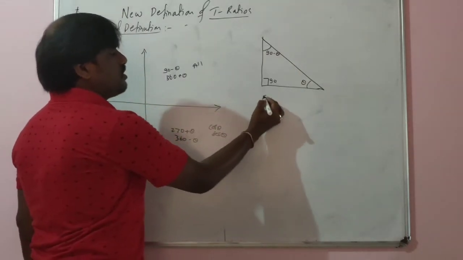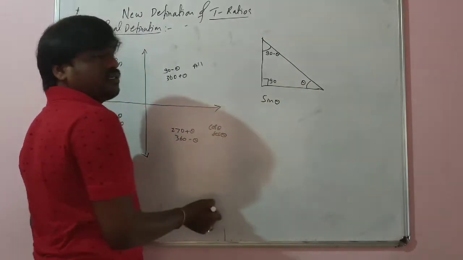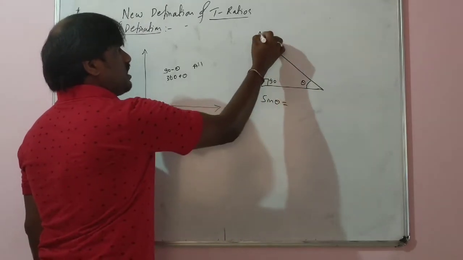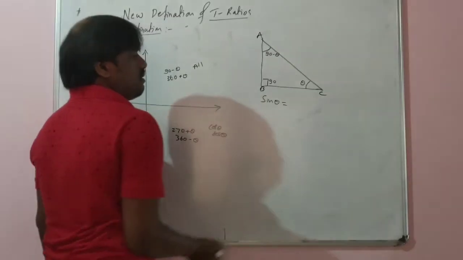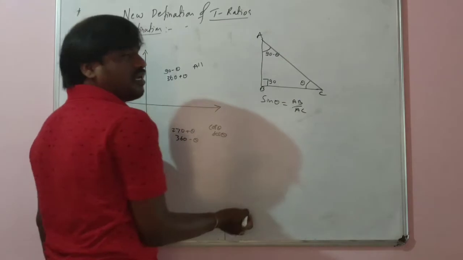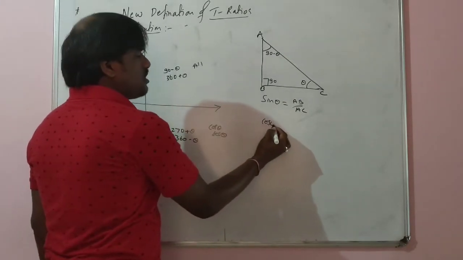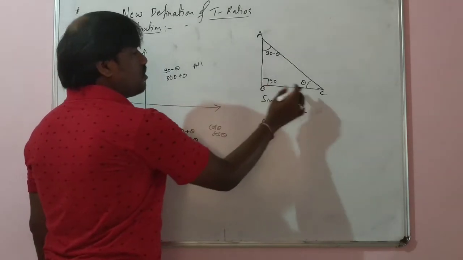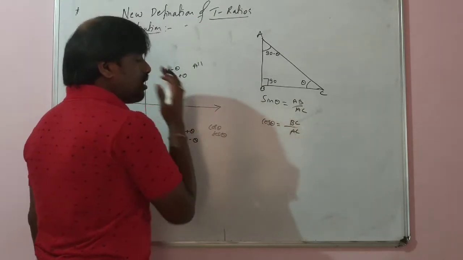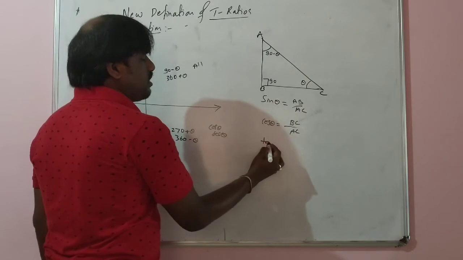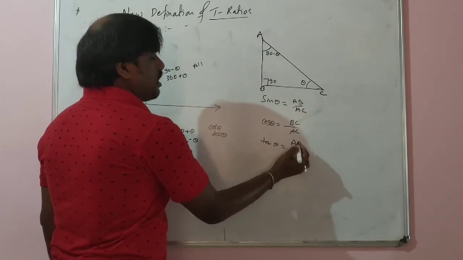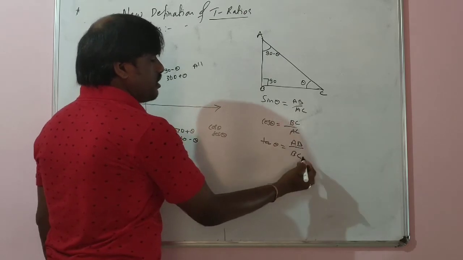If I teach you sine theta, what is sine theta? Opposite by hypotenuse. So if this is triangle ABC, the right angle triangle, opposite that is AB by AC. Then what is cos theta? Cos theta is equal to adjacent by hypotenuse, that is BC by AC. Now tan theta is equal to opposite by adjacent.